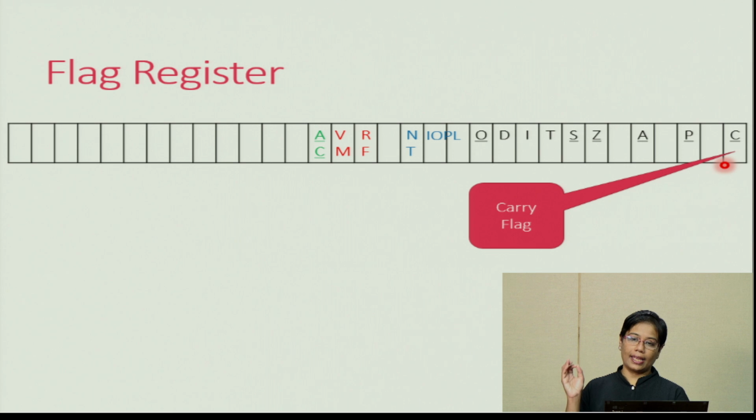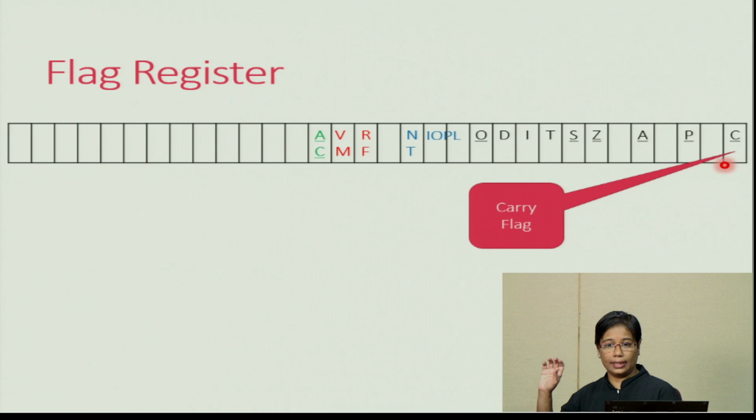So the carry flag gets set whenever you are doing an arithmetic operation and that arithmetic operation results in a carry. This bit of course will not be of any significance whenever you're doing a logic operation, because when you're doing a logic operation there is no carry generated. This bit makes sense when you're doing an arithmetic operation and that arithmetic operation results in a carry or a borrow, then the carry flag is going to be set. Otherwise it is generally reset.